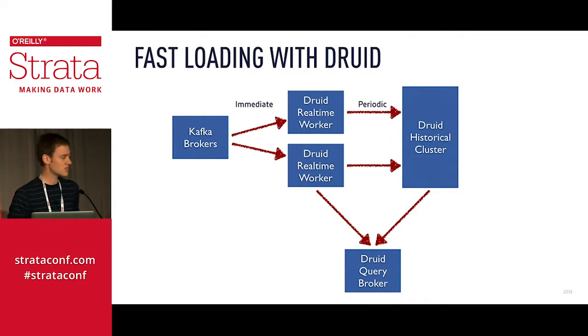The architecture looks sort of like this. It's a little bit more complicated, but not too bad, I hope. Kafka brokers have data coming in real time. That data goes immediately to Druid real-time workers. Those are acting as Kafka consumers. They're building the data segments that Fangjin was talking about earlier, and as they're building them, they're also accepting queries from the Druid query broker. As they get those queries, they can answer them in one thread while they're building segments in another thread.